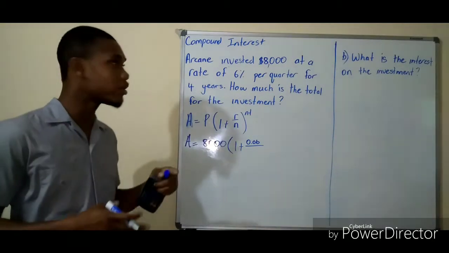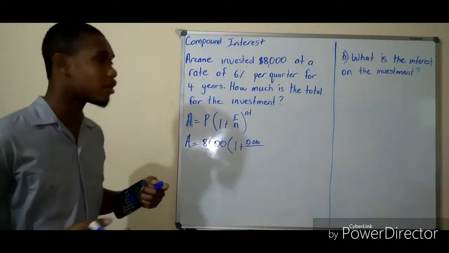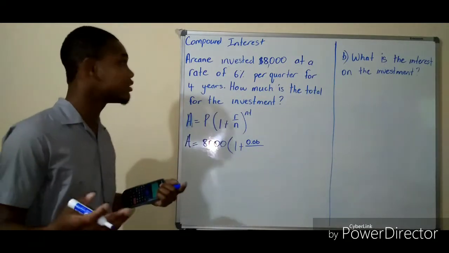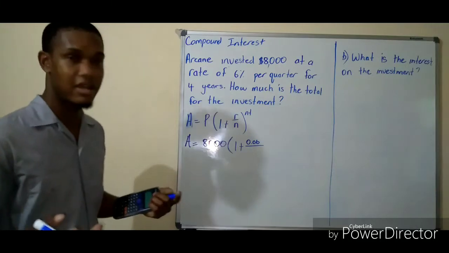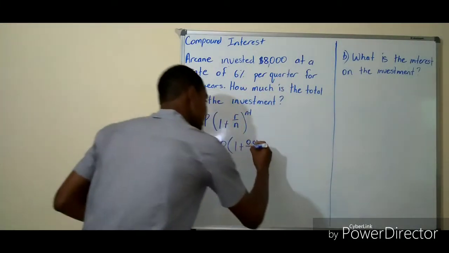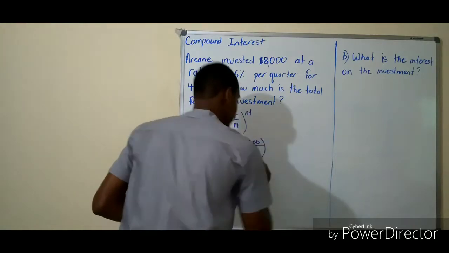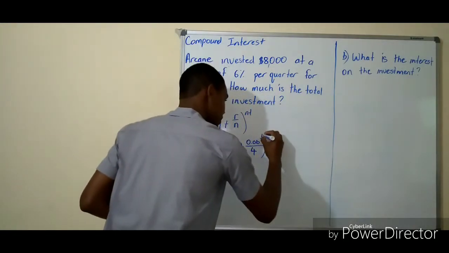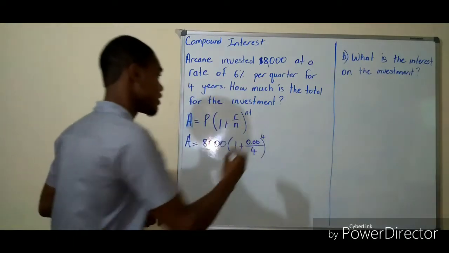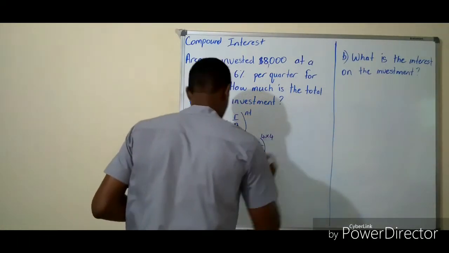So quarter means 4, semi-annually means 2, yearly means 1, and daily means 365, and so forth. But we are looking at the one that says per quarter, so that means 4. So that's 0.06 divided by 4. N up here is 4 automatically. Now time, how many years? 4. So that means 4 times 4.